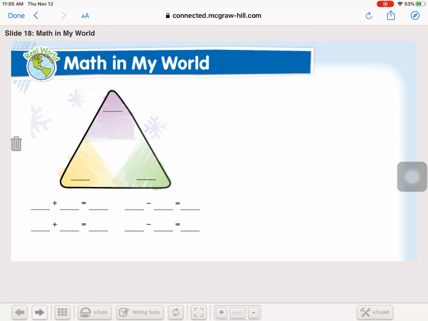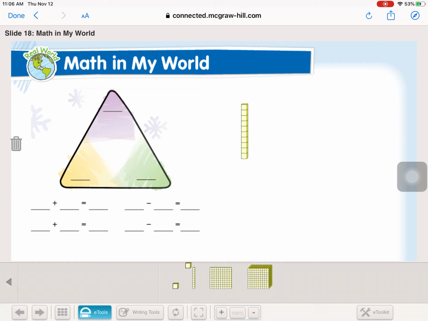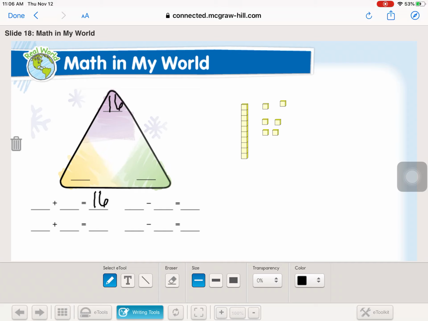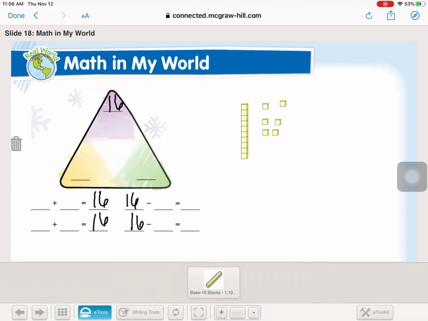Okay, so we're going to use base 10 blocks to help us solve. It says Lindsay has 16 snowballs. She throws 7 of them. How many are left? Write the 3 numbers in the fact family, then write the related number sentence. So it says she has 16 snowballs. That's going to be our whole, right? So we can put that at the top of our triangle here. That's going to be the answer to our addition, the beginning to our subtraction.